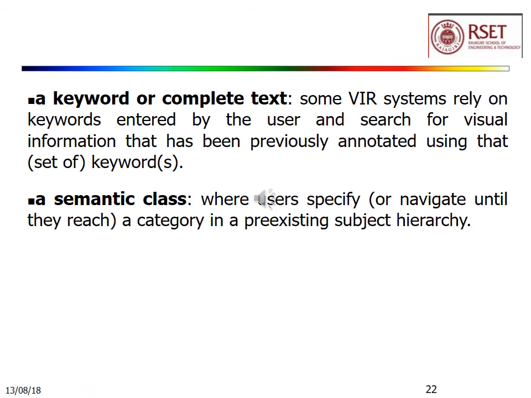The next one is based on a keyword or a complete text. Some VIR systems are based on keywords entered by the user, and search for the visual information that has been previously annotated using those keywords. The next one is a semantic class, where users specify a category in a pre-existing subject hierarchy. So these are the different methods.